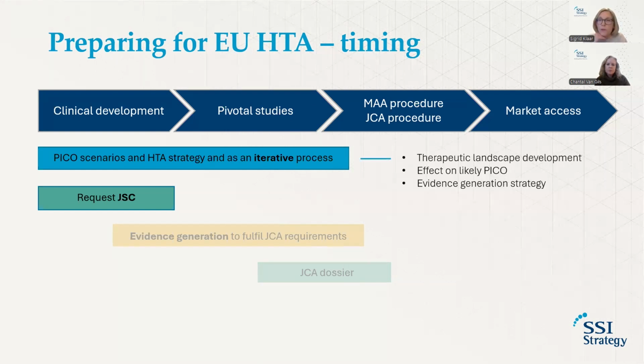How to do this? Well, what you do is you look around and see what the therapeutic landscape looks like. Do you have any competitors that are also in development? And how will they likely affect your future PICOs for the JCA? And then you build your evidence generation strategy for that.